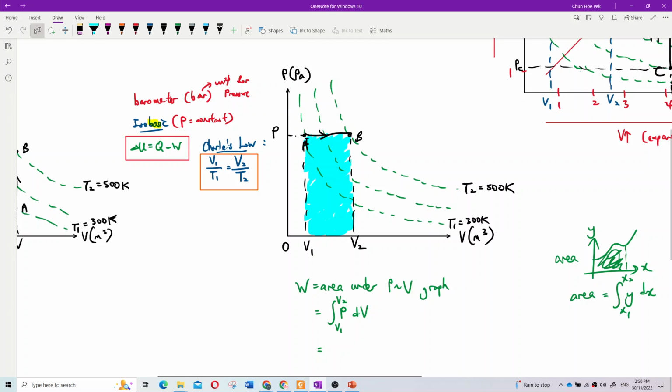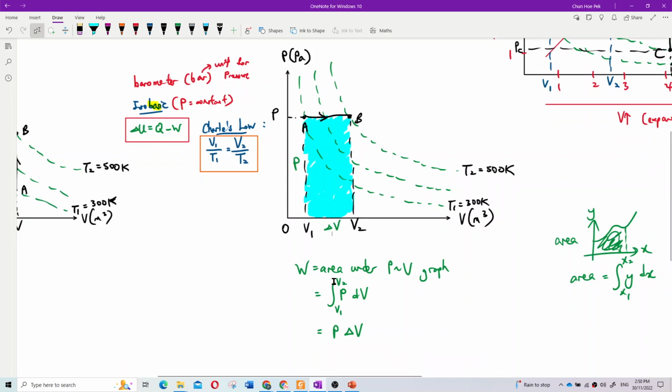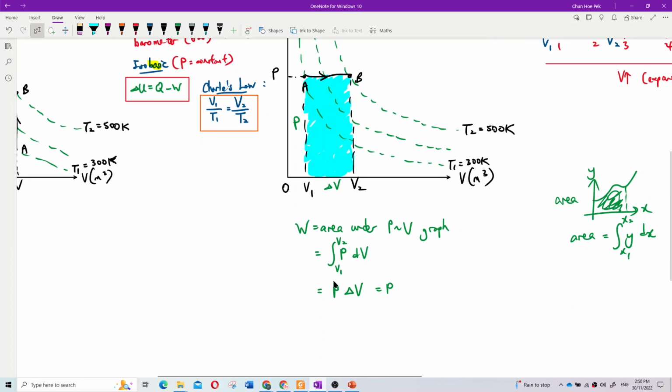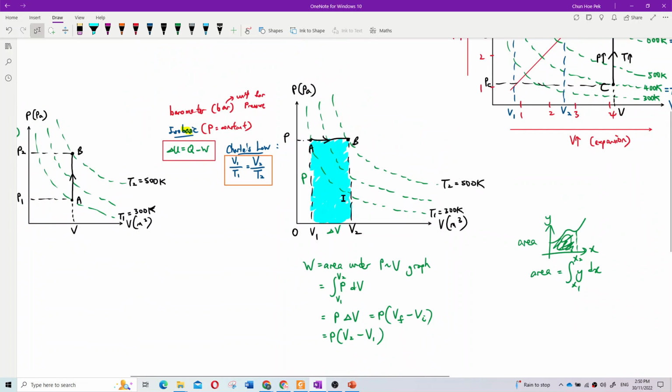So this is pressure multiplied by change of volume. That's the formula. This is the pressure, and this is the change of volume. Understand? So it's actually pressure multiplied by final volume minus initial volume, or we can say pressure times V2 minus V1. Then you can find the work done for an isobaric process.